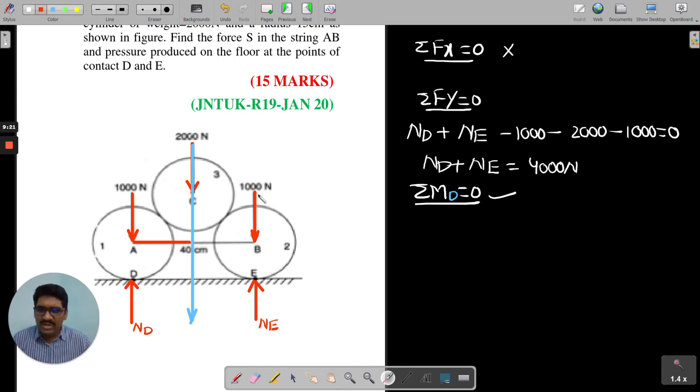Now, what is the moment of 1000 here? 1000 is acting in the downward direction. It is producing moment in this direction, all of you, like this. So force into distance is how much? How much? 40. So this is moment center. This is the line of action of the force.